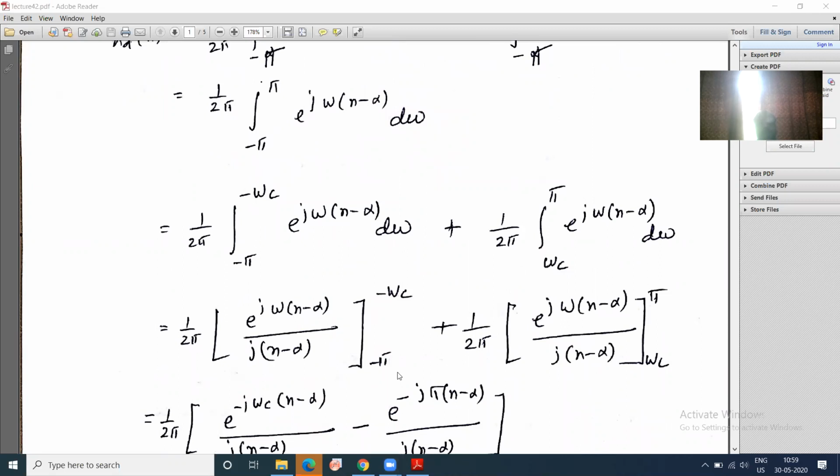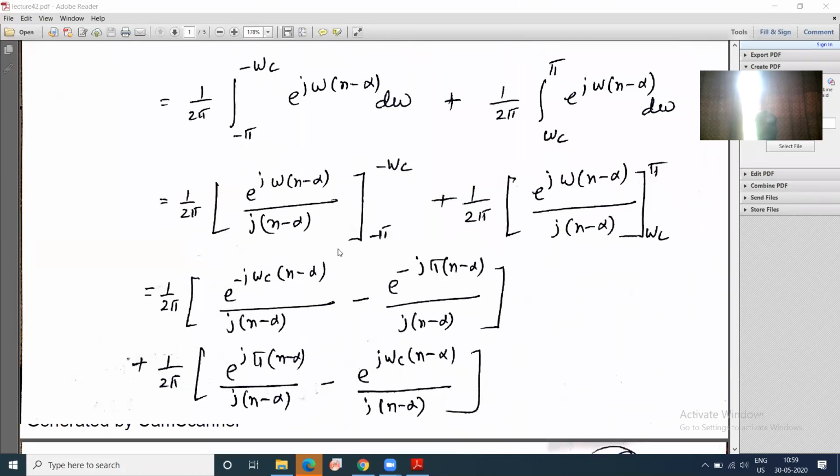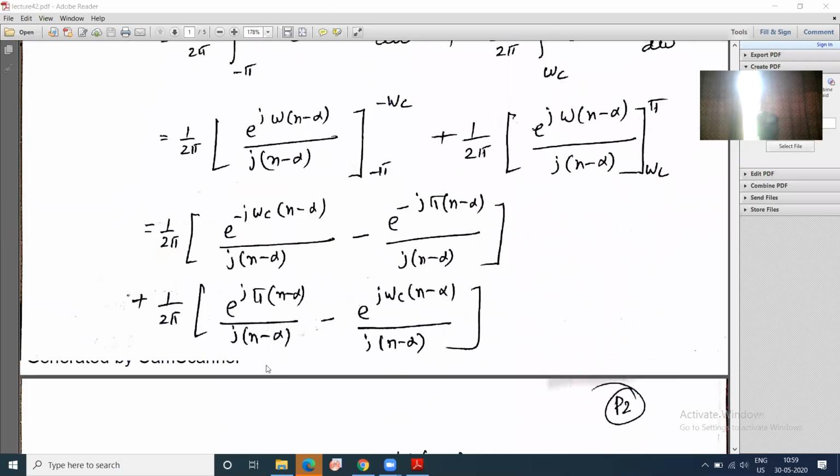by j times n minus alpha, from minus pi to minus omega c. And this is 1 by 2 pi e power j omega n minus alpha by j times n minus alpha, from omega c to pi. Now, if I substitute minus omega c, you get e power j minus omega c n minus alpha by j times n minus alpha, minus e to the power minus j pi times n minus alpha by j times n minus alpha. Okay. Then for this one, it will be 1 by 2 pi e to the power j pi n minus alpha by j times n minus alpha minus e power j omega c n minus alpha by j times n minus alpha.